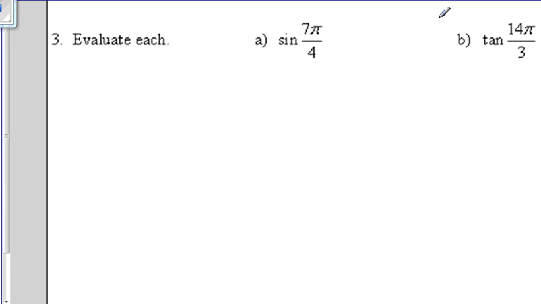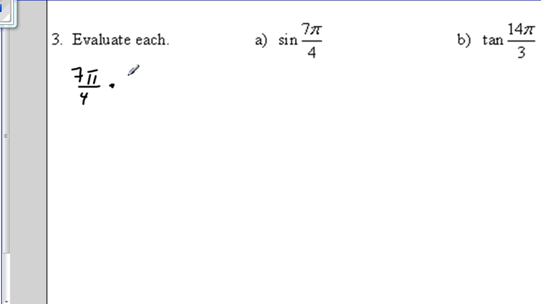Okay, these two problems are from your quiz review for Chapter 6, Section 6.1 through 6.4. 3A says we have to evaluate the expression, the sine of 7 pi over 4. Now, notice that the angle, 7 pi over 4, is in radians. So the first thing we are going to do is convert the angle to degrees.